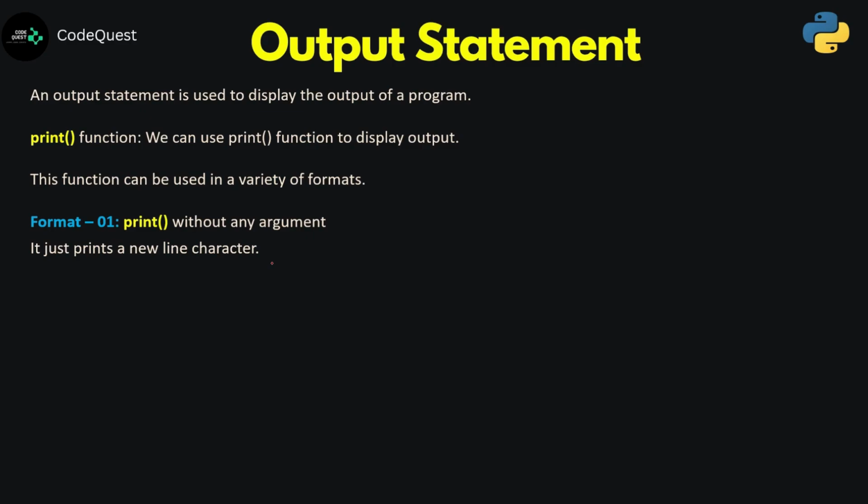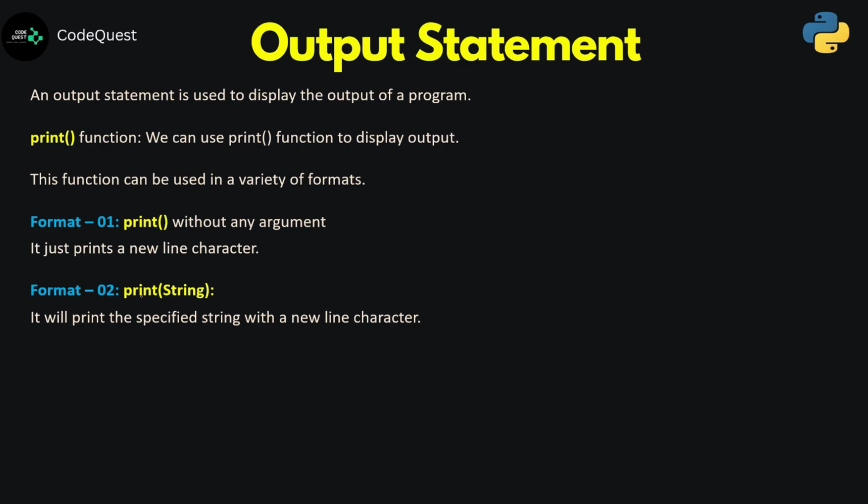In case of C programming, we normally use \n at the end of printf to get a new line character. Similarly, in case of Java, we use System.out.println so that we can get a new line character. So here, the print function by default is going to give a new line character.